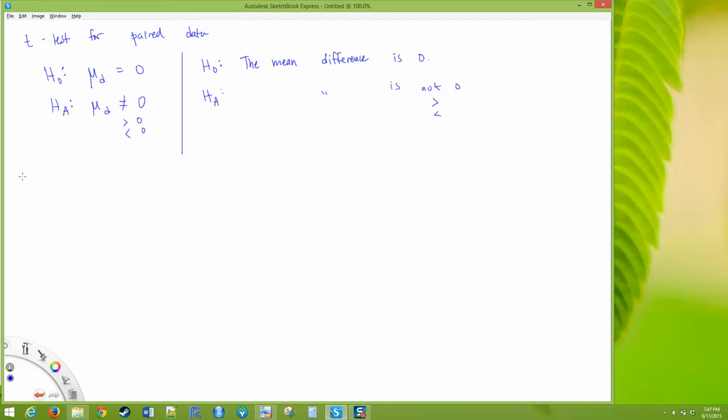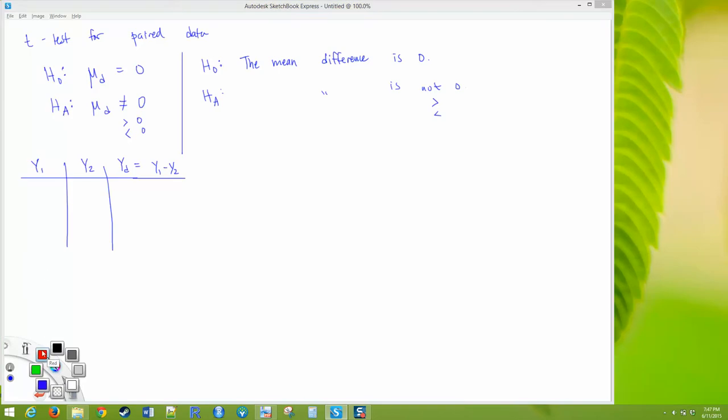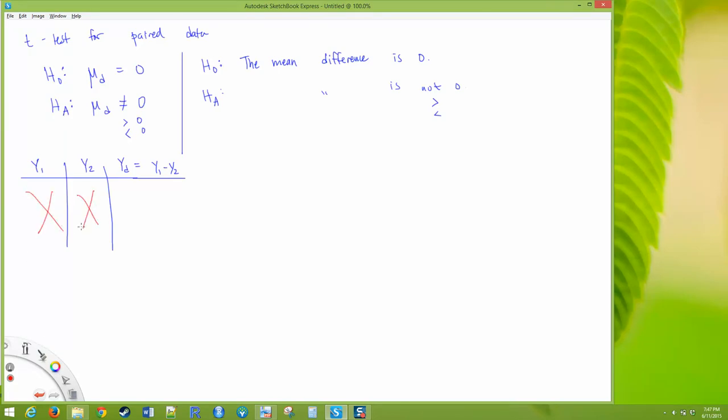And the idea being, you have y1, y2, and you have the y difference, which is y1 minus y2 or y2 minus y1, however you have it set up. And again, once you have that, you pretty much ignore these columns and use only the differences.